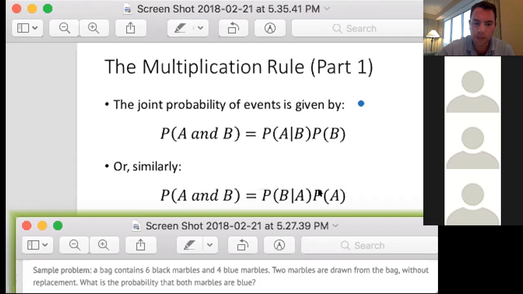So does that make a little bit more sense now that we can look back at the formula and put our example in? We're saying that the probability of these two marbles both being blue is equal to the probability that the second marble is blue, given the first one was blue, multiplied by the probability that the first marble was blue, right? We already know the probability of A is 4 tenths, right? So how do we calculate the probability of the second marble being blue, given that the first marble was blue? How do we calculate that?